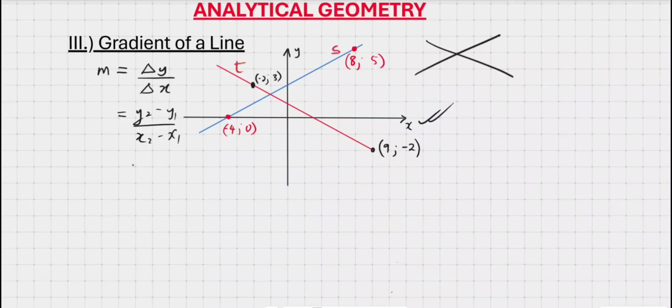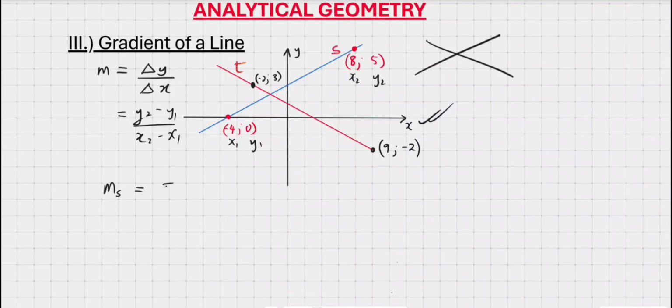Alright, let us start with line S, the gradient of line S. I'm going to write it as mS like this. The formula is y2 minus y1 over x2 minus x1. So we just have to mark our points x1, y1, x2, y2. I'm going to take this coordinate as my coordinate 1. So this will give us x1, y1, x2, y2. So that's going to be y2 minus y1. Our y2 is 5.